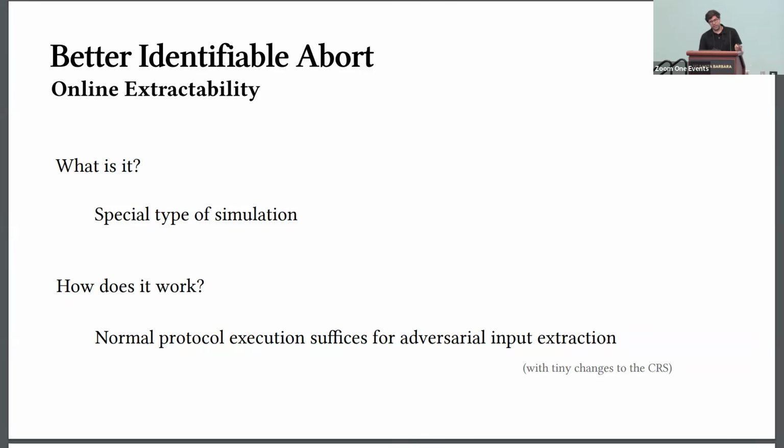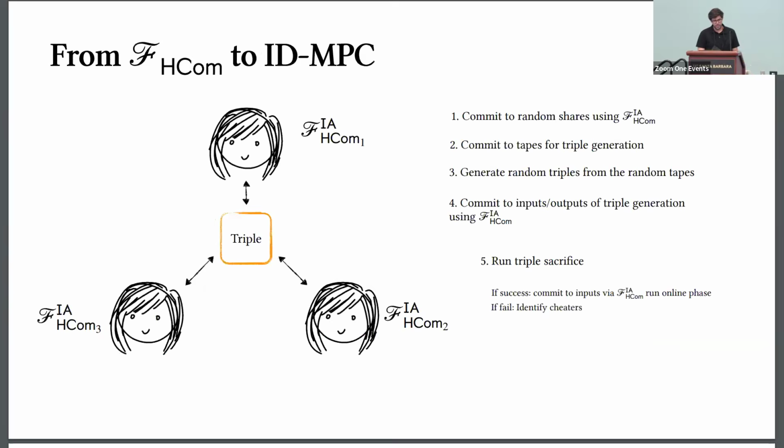Now, having online extractability, the task of the simulator for identifiable abort becomes easy. It can just simulate the messages of the honest receivers by simply running an honest execution of the protocol without interacting with the CRS. This makes it pretty trivial to open the random tape and identify a cheater, since the simulator has followed the protocol honestly.